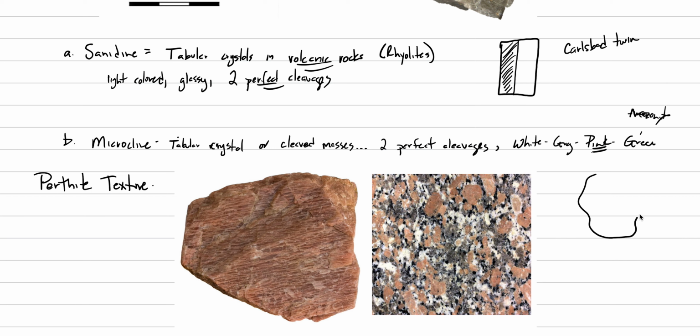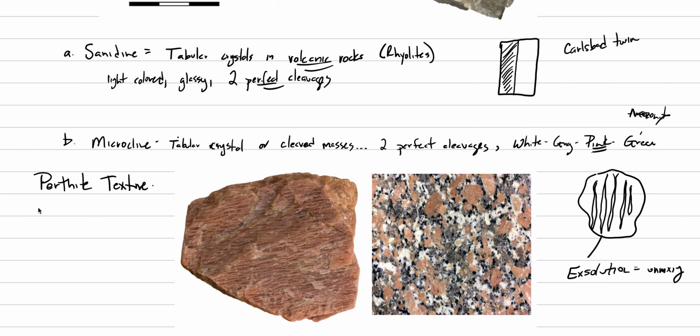So let's say we have a cleaved mass, and on the cleavage face, we might see these somewhat irregular stripes going through the crystal. And what perthite is, it's an exsolution. Have we talked about that word this year much? Maybe not. Exsolution means unmixing. It's an unmixing of a solid solution that forms during very slow cooling.